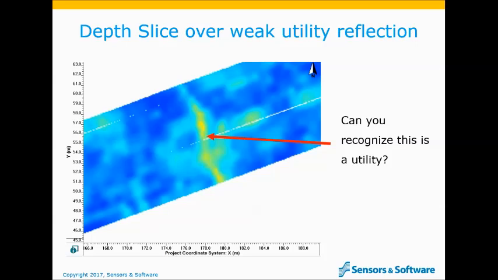Or sometimes what's common is your target is highly visible in part of the survey area, but in another part it goes deeper or it's attenuated, and for whatever reason it's harder to see in other parts of the survey area. So let's look at an example here.